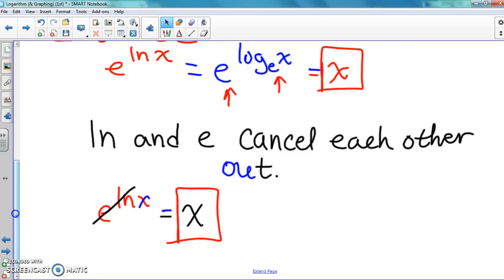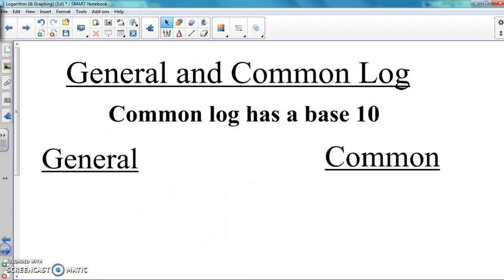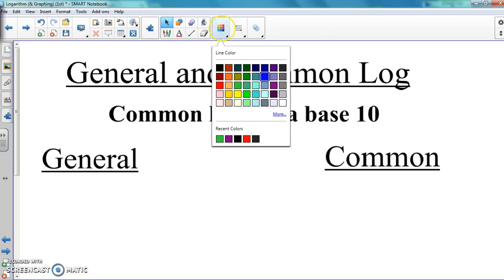All right. So we talked about natural log base E. Let's go into the other stuff for logs, because we haven't really talked about the bases that much. So we're going to talk about general log and common log. And they're really not hard. It's really not bad at all. Common log just means log base 10.